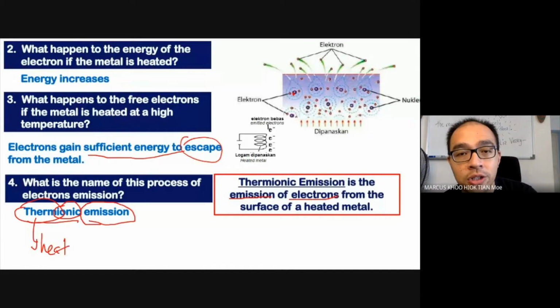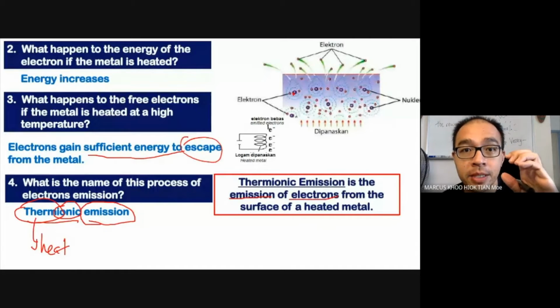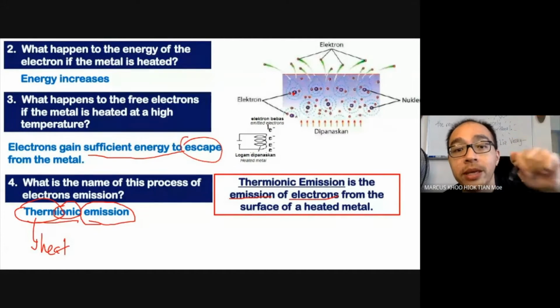Okay, the free electrons that are not too tightly bound, probably valence electrons. Okay, if you remember your chemistry, valence electrons are the outermost ones. So the outermost electrons are the ones that are furthest from the atom, from the nucleus of the atom. Okay, so it is those electrons that are being freed. Okay, that are being emitted.